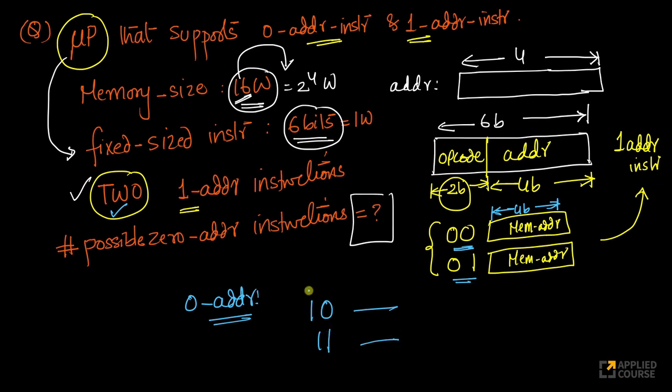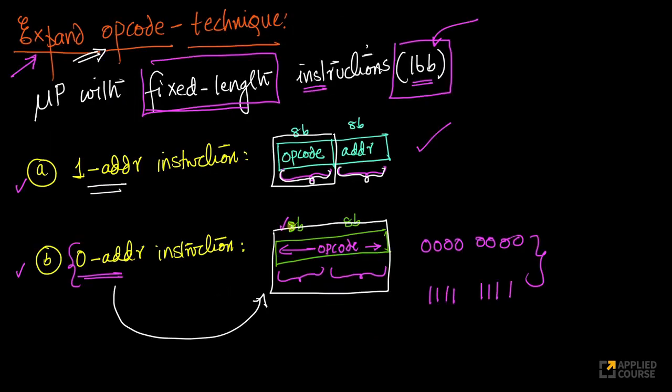They're completely left empty, right? Which means I can use them for my zero address instruction. Now let's look at it from the perspective of my zero address instructions. Because I don't have an address, I can use the whole 6 bits for the opcode, just like what I've explained here.